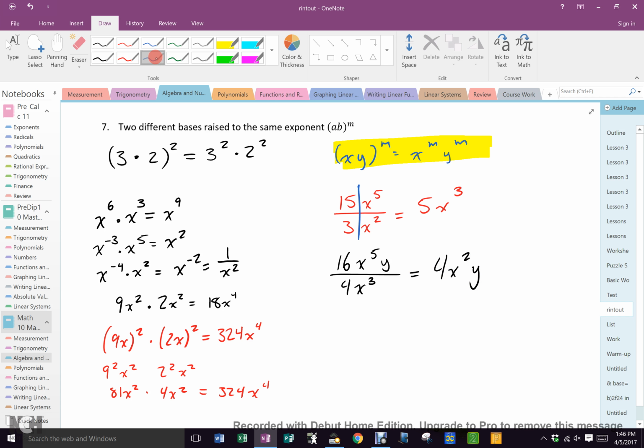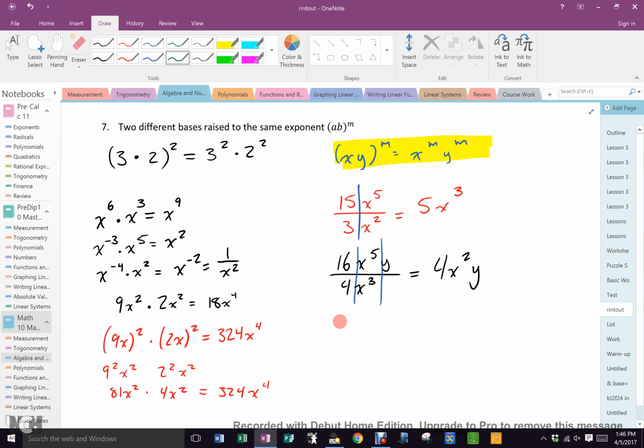Why? Numbers go with numbers, letters go with letters, and the y is dividing by nothing. So it stays as a y. Is everybody cool with that? All right.